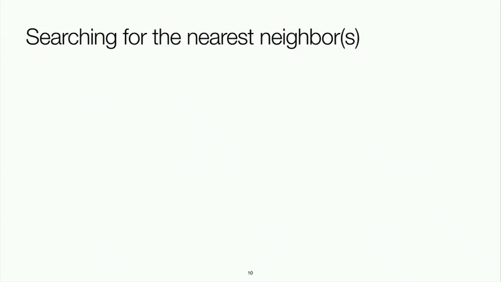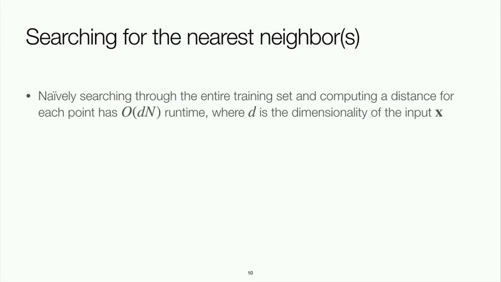Let's talk about this first problem, where we have to loop through the entire training set in order to find our nearest neighbors. In general, this is not a problem you can get around, but there are certain ways to get around it that are good enough, so to speak. If you naively search through your entire training set and compute a distance for each point, then back to asymptotic big O notation, the important thing inside the parentheses is d times n. n, because we have to do this for every single training point, and d, because computing a distance for two d-dimensional vectors is an O of d operation.